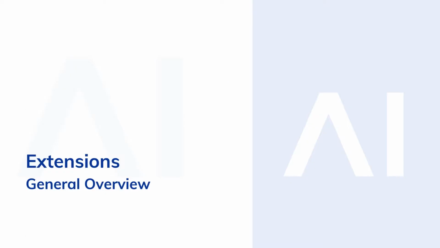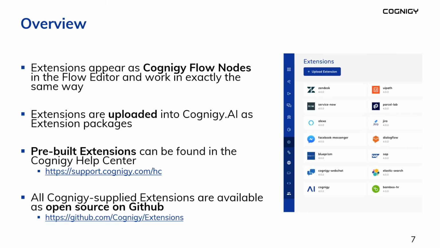Let's start with a general overview of Cognigy extensions. Extensions appear as Cognigy flow nodes in the flow editor, just like we saw on the screenshot earlier, and they work in exactly the same way. In order to get an extension into Cognigy, you upload them as an extension package in the extensions manager, which you can see under settings on the left side. And then they appear, just like you see on the screenshot on the right, in your Cognigy AI installation.